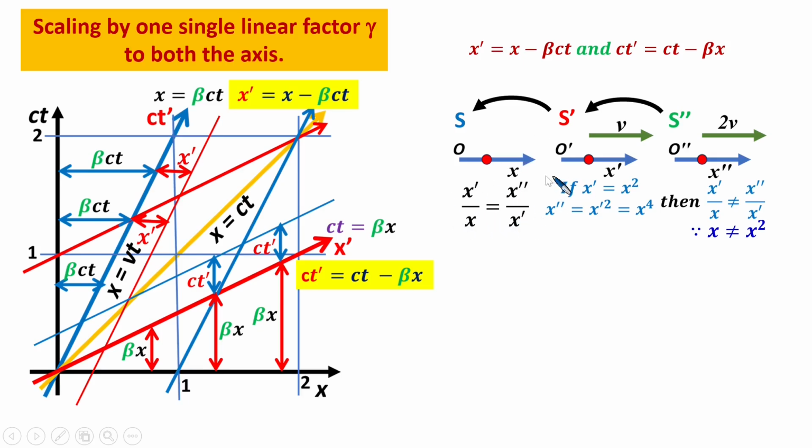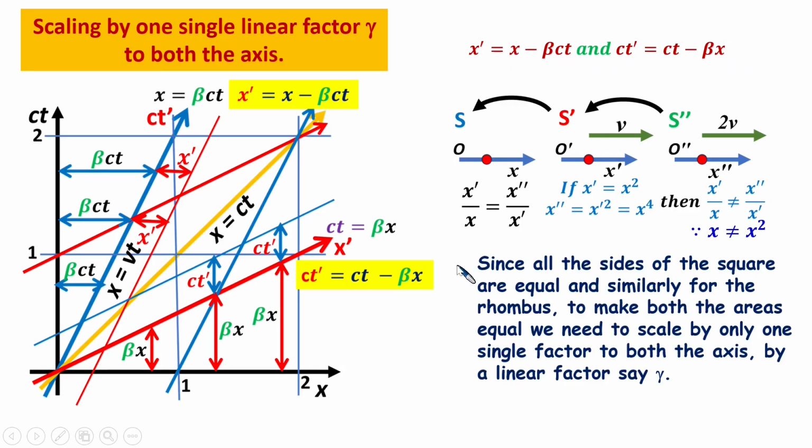This obeys. But suppose the transformation is not linear, say some power, I have taken for simplicity the square. Then x double prime, when again it is x prime square, is x to the power 4. So if I take x prime by x as x, and x double prime by x prime as x to the power 4, this is not equal to x square. So if you do the transformation with any other power, you will get some non-linearity. To maintain this, the proportionality constant gamma has to be linear.